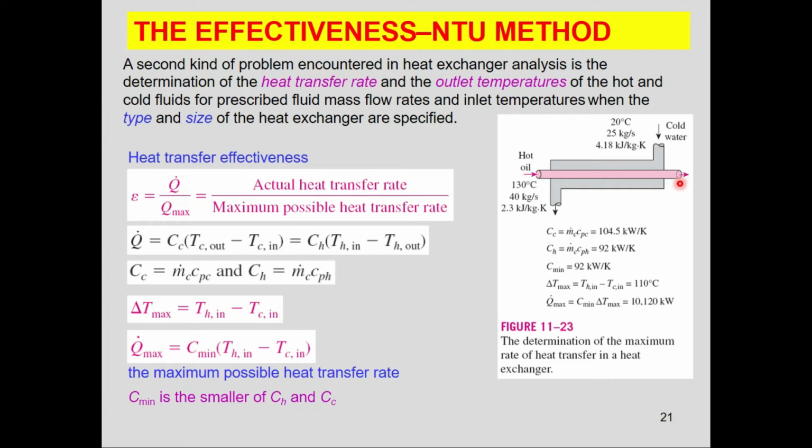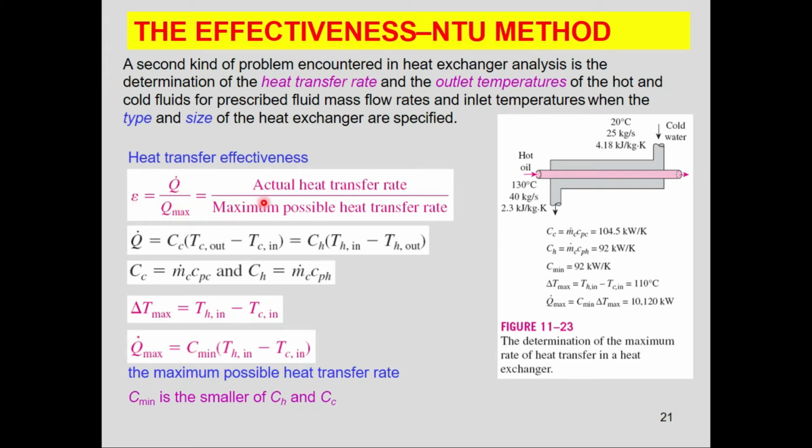The LMTD method could still be used for this alternative problem, but the procedure would require so many iterations and that would not be practical. So in an attempt to eliminate this multiple iteration in the solution of such problems, Kays and London came up with a method in 1955 called the effectiveness-NTU method, which greatly simplified heat exchanger analysis. This method is based on a dimensionless parameter called the heat transfer effectiveness, represented by epsilon, and it is the ratio of Q dot over Q max.